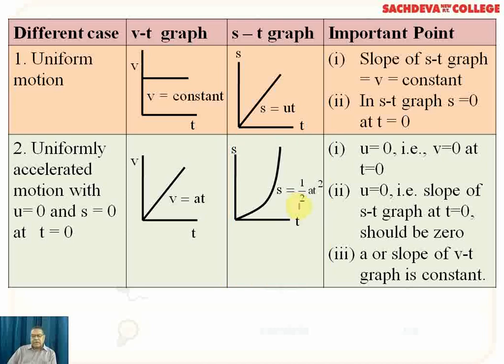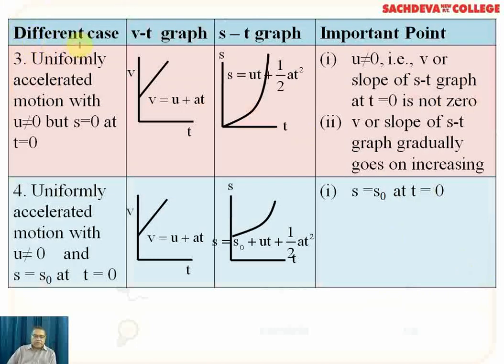So these facts are given in the important points: in the first case, U is 0, that is V is 0 at t equal to 0. T equal to 0 means the body has not started the motion. U is equal to 0, that is, the slope of the ST graph at t equal to 0 should be 0. Then in the third point, A, or the slope of the VT graph, is constant.